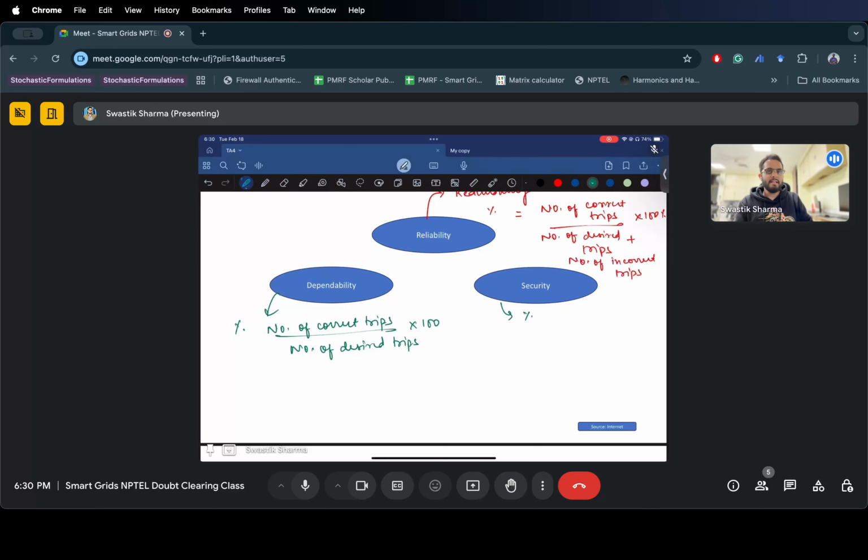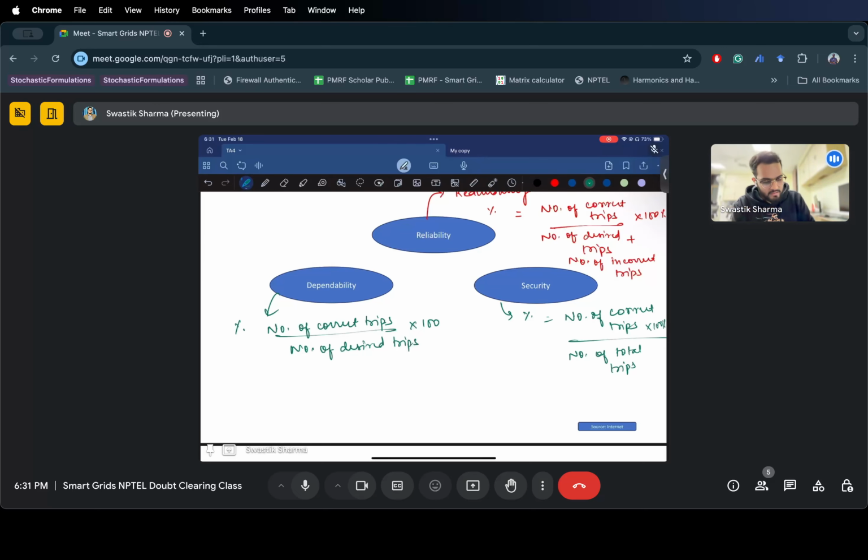Then it is security. Security tells us that if there is some false tripping that happened, how many times was it able to correctly trip compared to the total number of trips that it has taken. So here is where the total number of trips comes into play: number of correct trips by number of total trips, into 100.